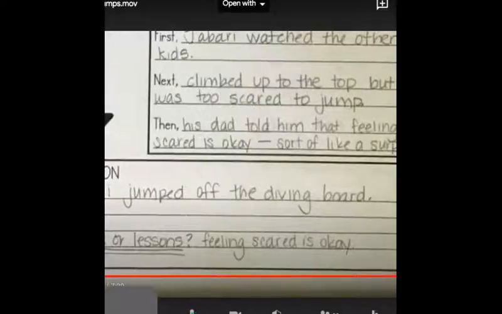Yeah, Clara. Has anyone here had this same kind of experience where you start off scared about something and then you realize that it's going to be okay and that even feeling scared is okay? Has anyone had that experience? Madison says yes. Cameron says yes, I have too. So the lesson is feeling scared is okay.